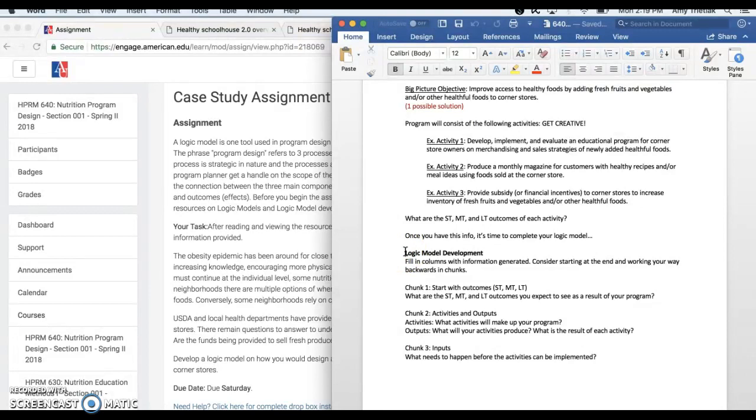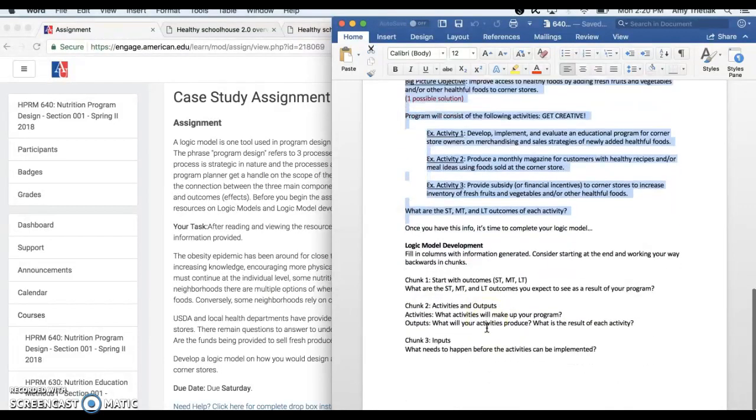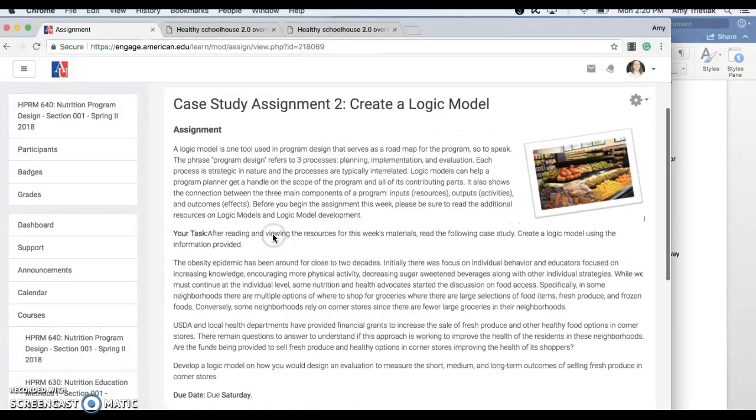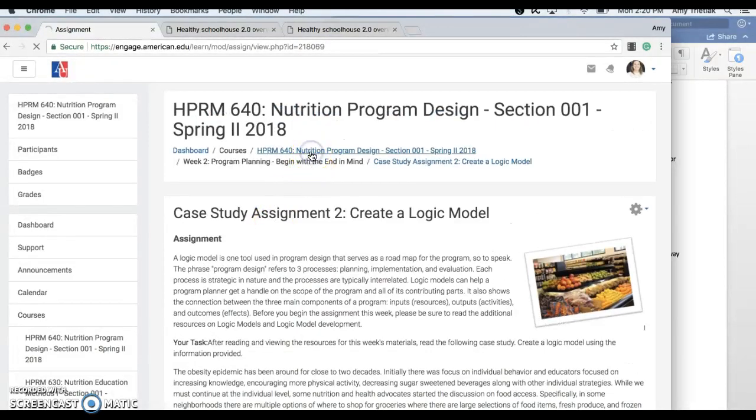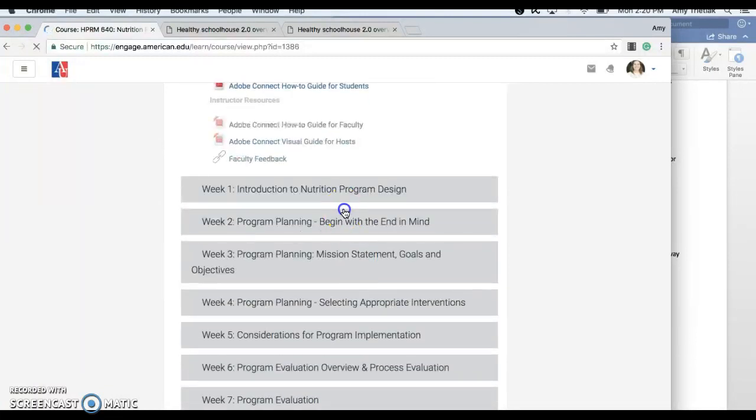So all the information that I have listed in my Word document above, from here to here, I would recommend filling out your logic model starting at the end and working your way backwards. So I would consider starting at the end, working your way backwards, and I would do this in chunks. So the first thing that I would do is start with the outcomes. So let me go back and pull up the interactive logic model so we can look at that example together.